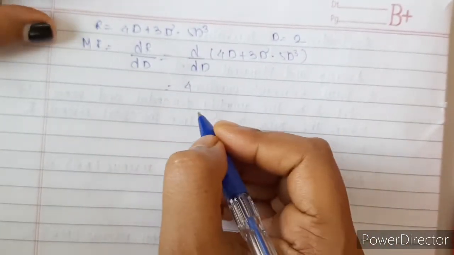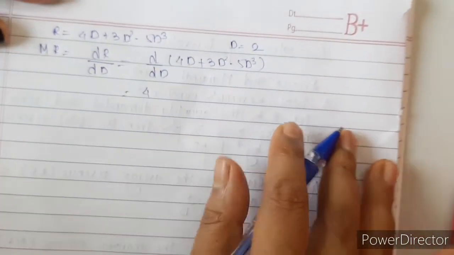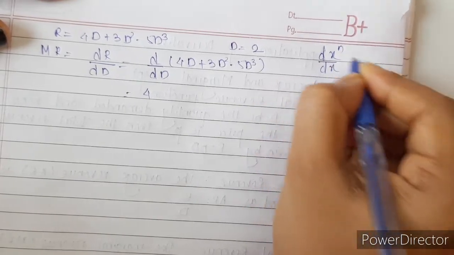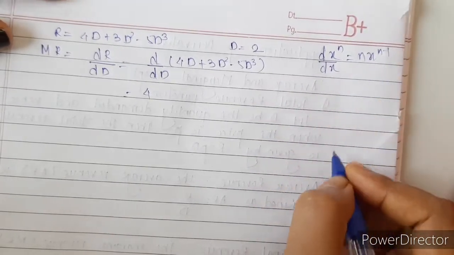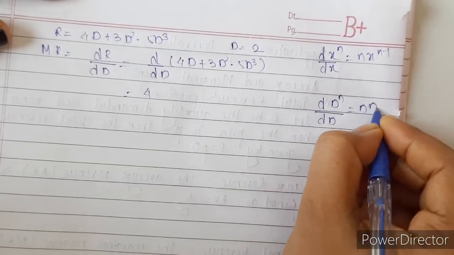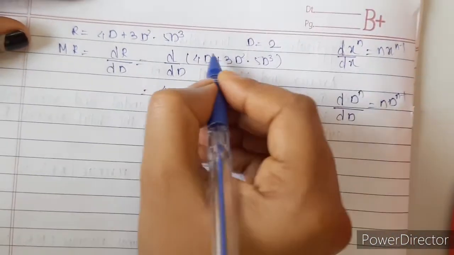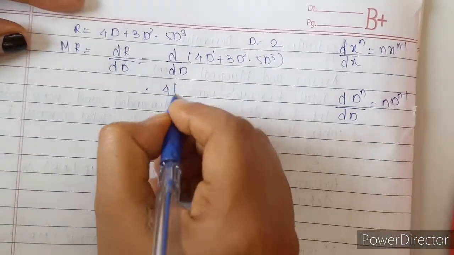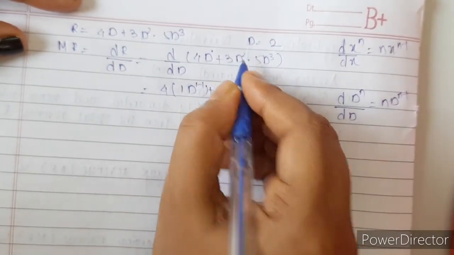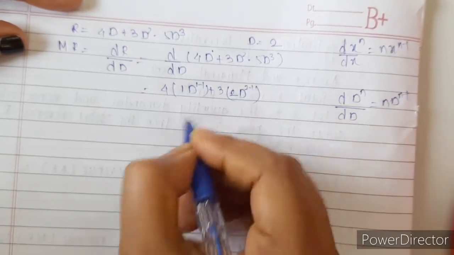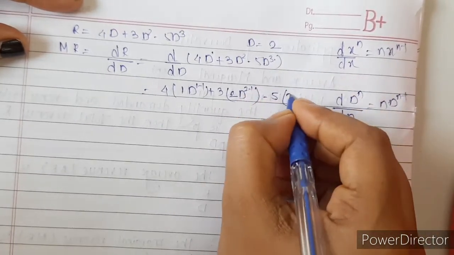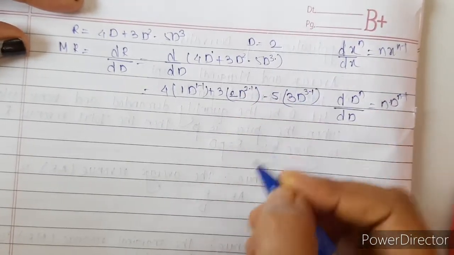So 4 is a constant. The derivative of D is the same as for x. Suppose we have x raised to power n, the derivative of x raised to power n is n x raised to n minus 1. Similarly, the derivative of D raised to power n with respect to D is n D raised to n minus 1. So here the power is 1, so this will be 1 D raised to 1 minus 1, plus 3, the power is 2, so it will be 2D raised to 2 minus 1, minus 5 is a constant, D cube, so this will be 3D raised to 3 minus 1.